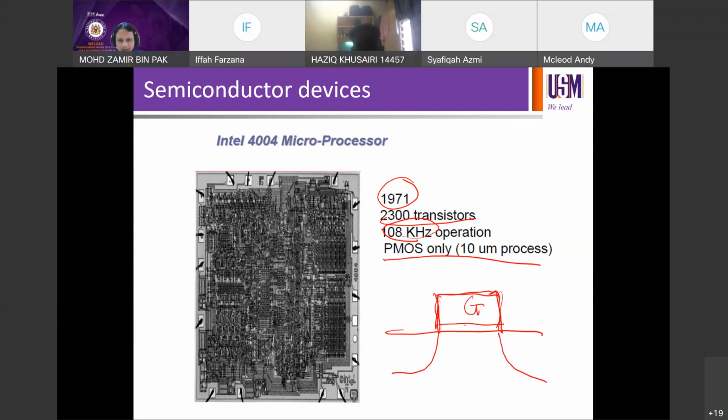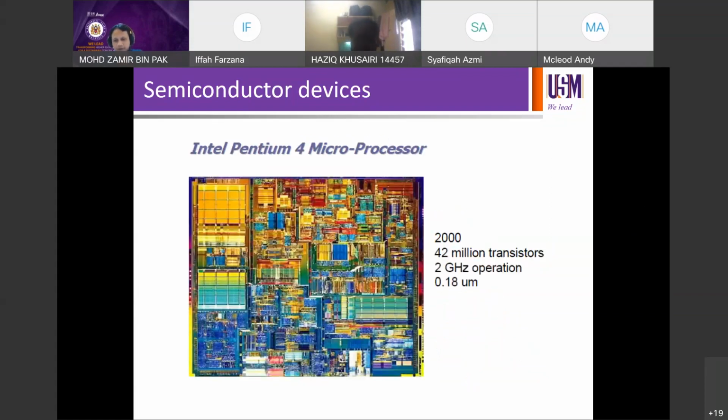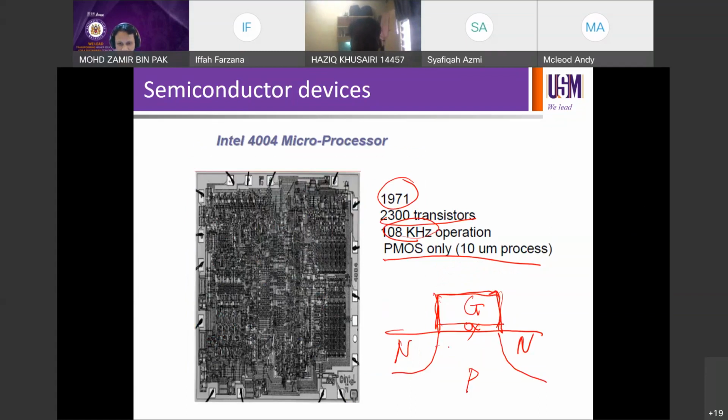Gate, oxide, say this is N and P. So Faris, what did you say? Source and drain, N-type, NMOS, vice versa. Source and drain. So that's determined by, what do you call that area physically? The shaded area. It's determined by the, what's the word?